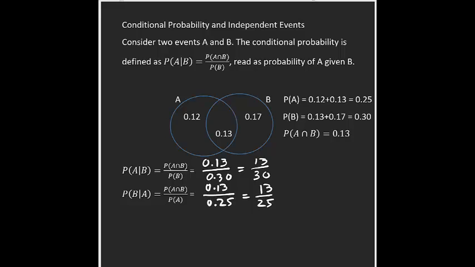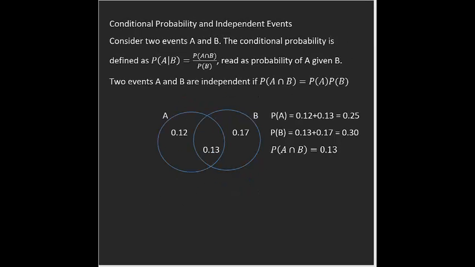Now we'll see what is meant by independent events. The next definition is: two events A and B are independent if probability A intersection B is the same as probability A times probability B. That means A doesn't depend on B. If you look at the conditional probability and do the cross multiplication, you get probability A intersection B is the same as probability A given B times probability B. If A doesn't depend on B, then probability A given B will be simply probability of A. So in that case, you have this situation.